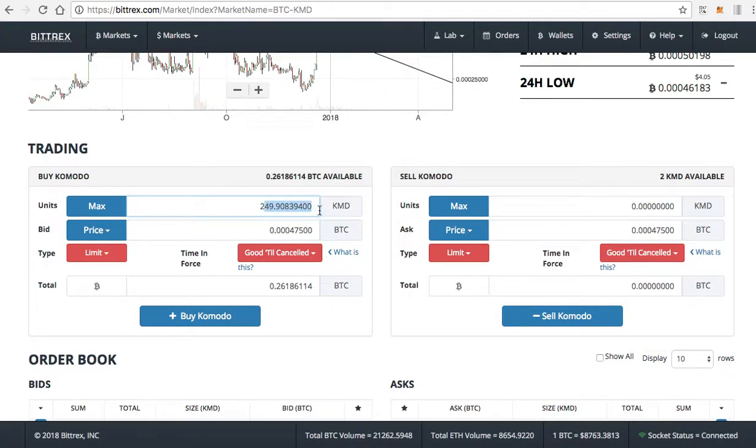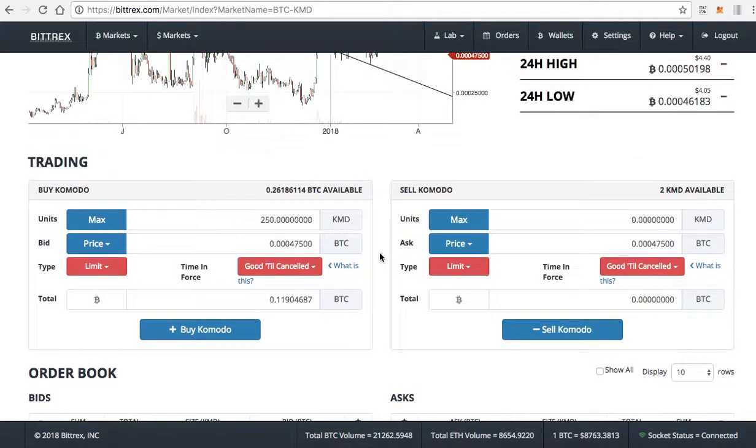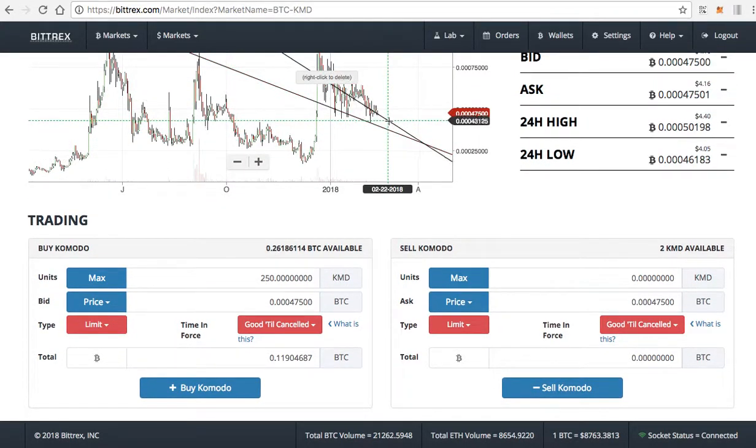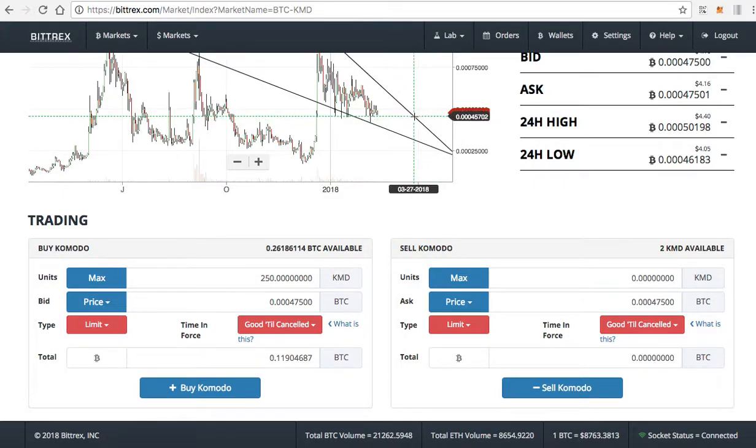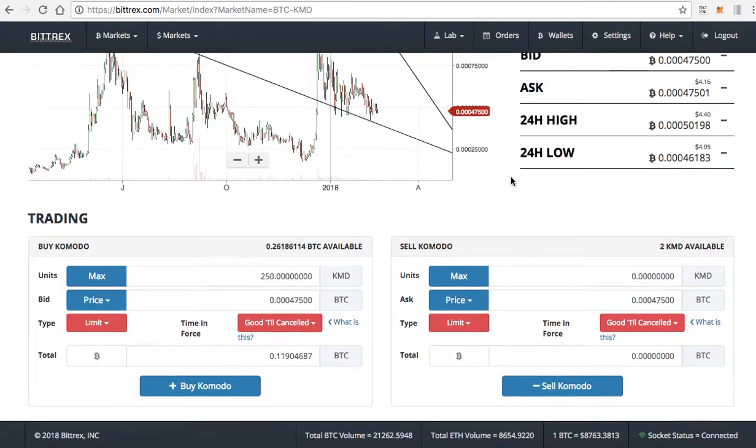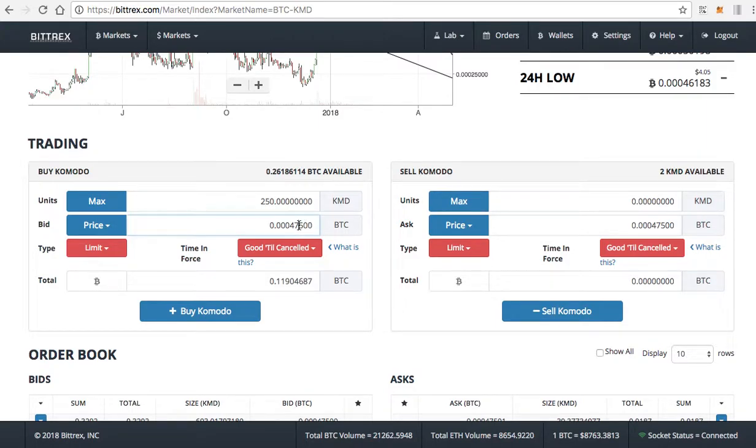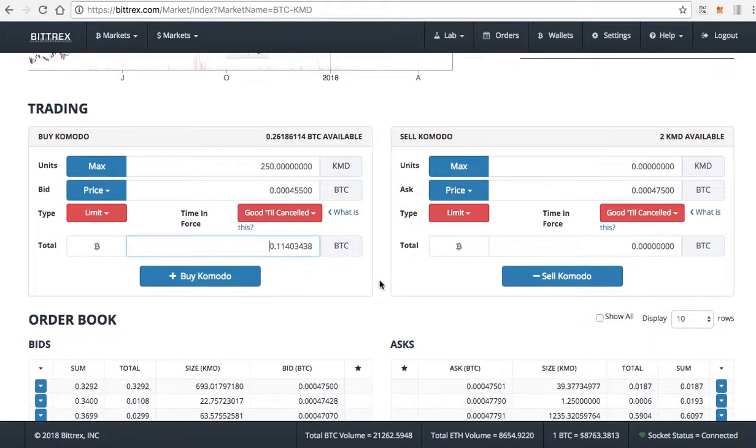Okay, so I'm going to dollar cost average. That's what this is called. All right. But I'm choosing, like I said, to set it for about 453. So I'm going to go 455. Okay, Komodo. So did you see that? I just changed that right there to my buy price, my bid price. When it hits that price, it will automatically buy 250 Komodo. And I'm going to say buy Komodo.